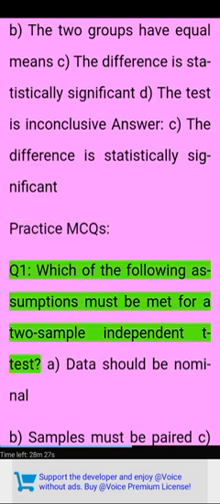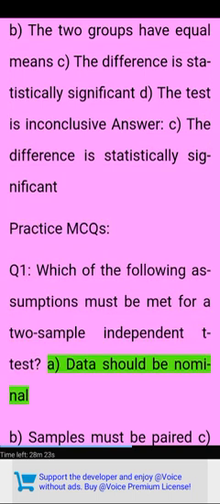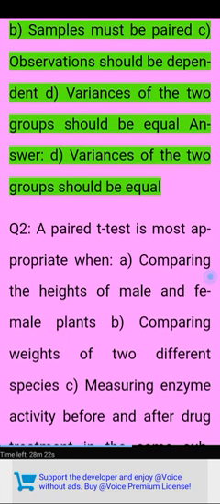Practice MCQs. Q1. Which of the following assumptions must be met for a two-sample independent t-test? A. Data should be nominal. B. Samples must be paired. C. Observations should be dependent. D. Variances of the two groups should be equal. Answer. D. Variances of the two groups should be equal.